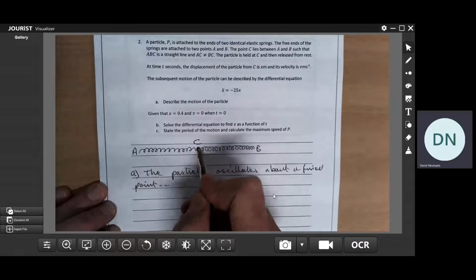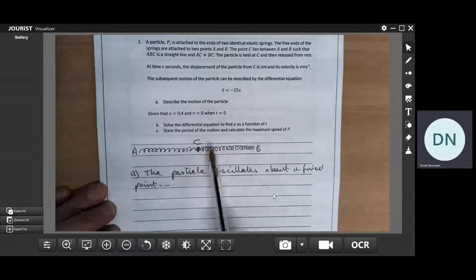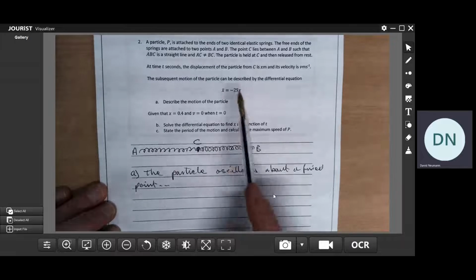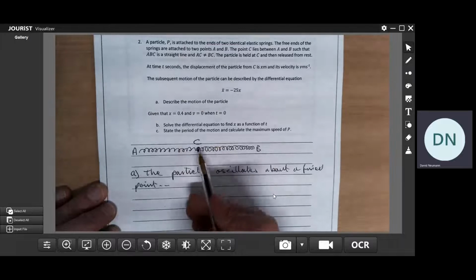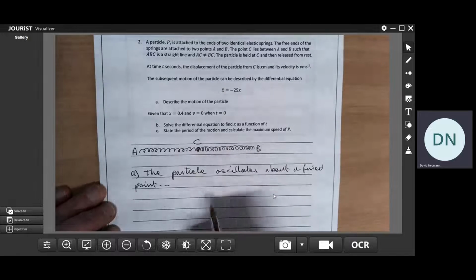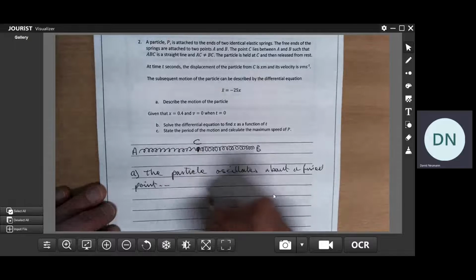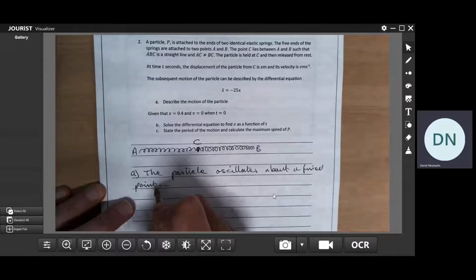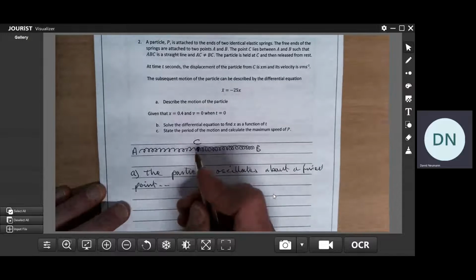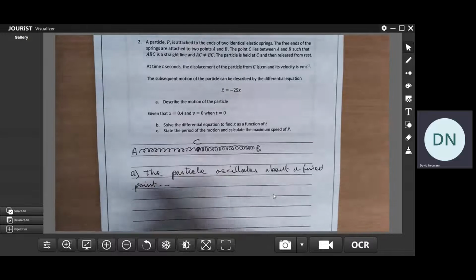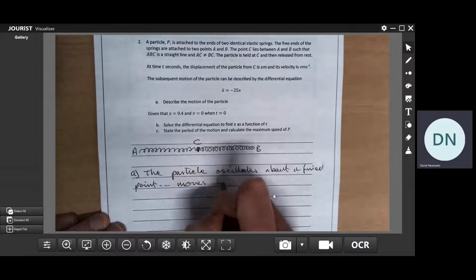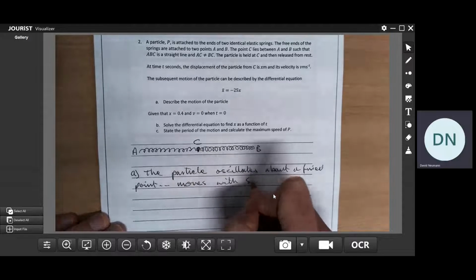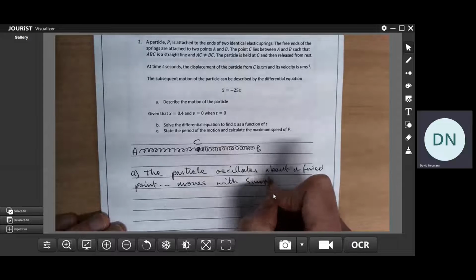Now here I've drawn C in the center. I think actually I should have drawn C one side or the other. It says it's held at C and then it's released. If it's held in the center, it won't move. So that fixed point won't necessarily be C. C is the starting point here. And we could also say it moves with simple harmonic motion.